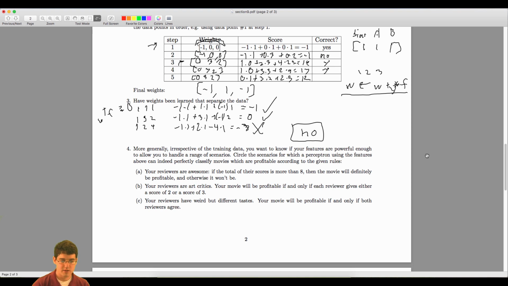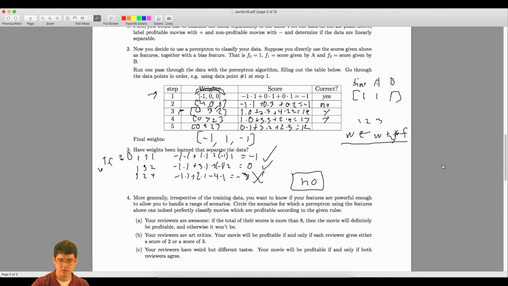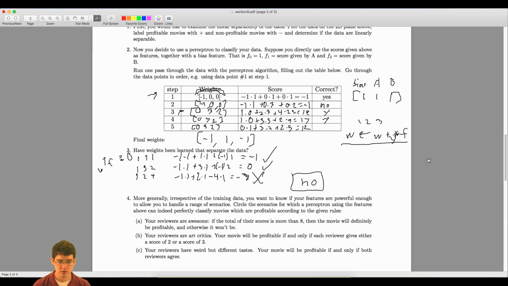Finally, we're going to look at some different scenarios and see, are our features going to be powerful enough to handle these scenarios? So the first question is asking us, if the total of scores is more than 8, then we know the movie is going to be profitable, and otherwise it won't be.